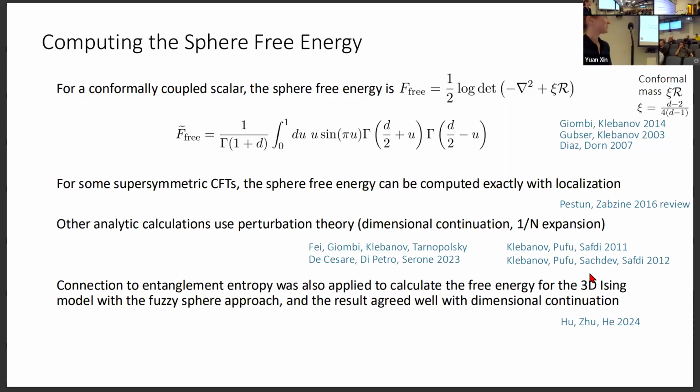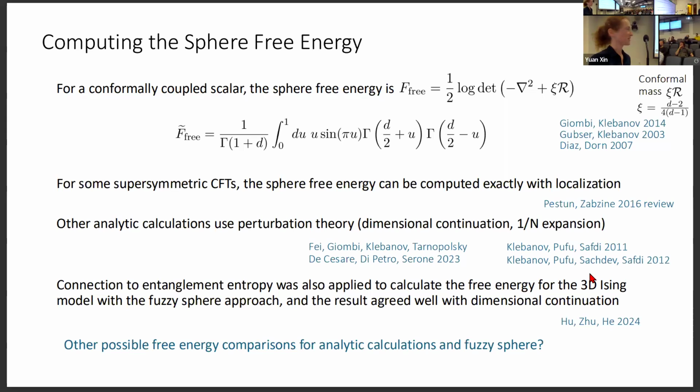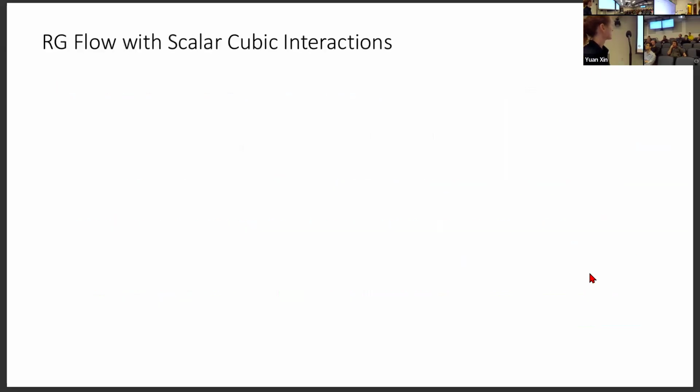So this motivated us to revisit the dimensional continuation approach to calculating the sphere free energy for other theories, in particular non-unitary theories, which have been receiving some interest in their own right recently. So we'll be focusing on the RG flow and sphere free energy with scalar cubic interactions.